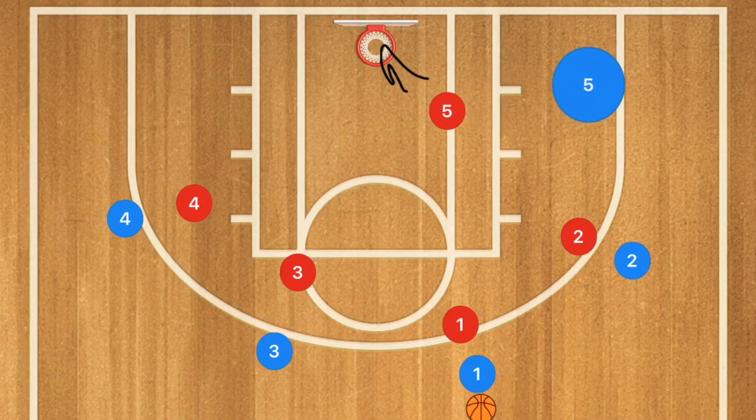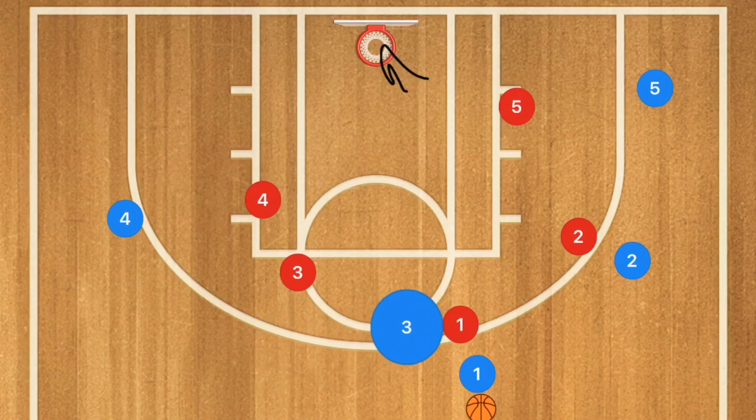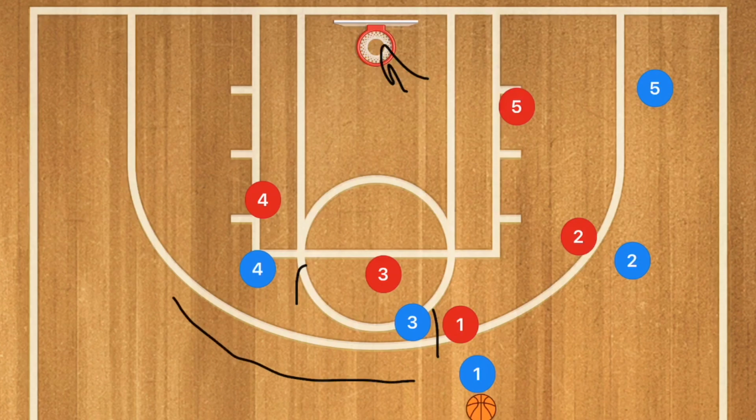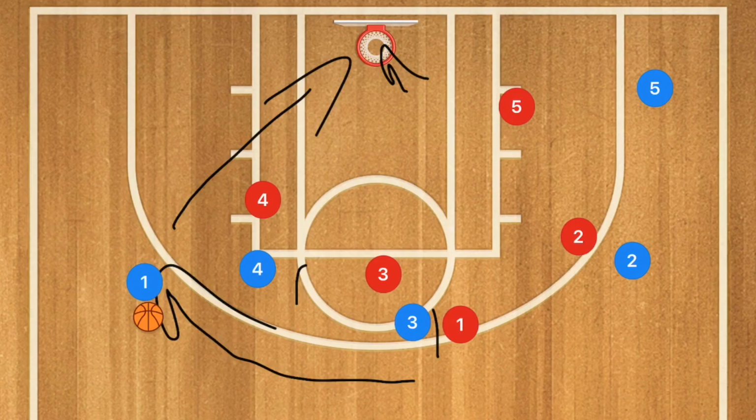Now this next play is another one against a man-to-man defense. We're going to have player 5 pop out towards the three-point line. And what we're going to have now is player 3 and player 4 setting up a staggered screen for player 1. Player 1 is going to use that screen. Coming off of those screens, he could take that shot.